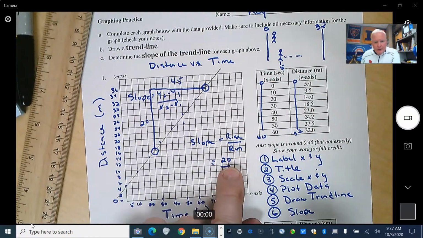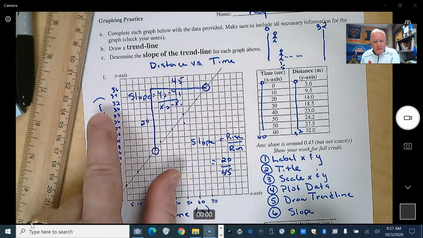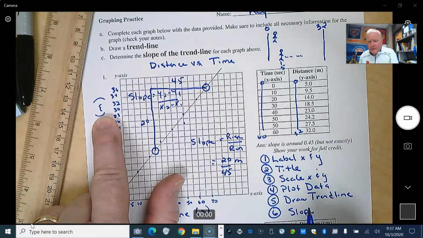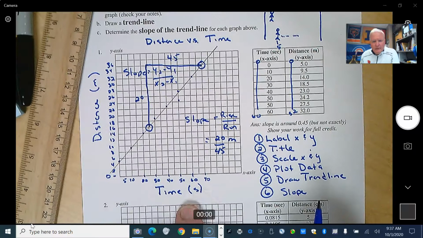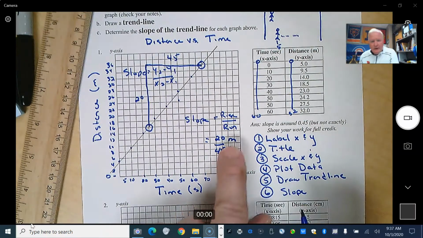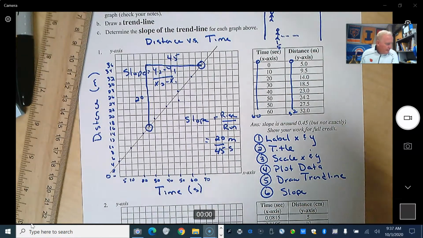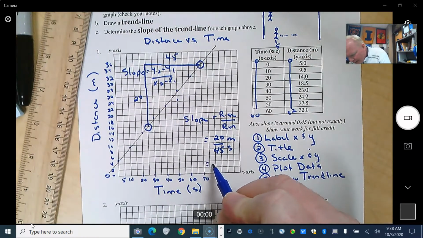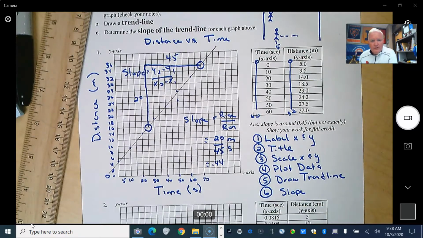But 20 what? 20 meters. And so 20 meters divided by 45 what? Well, 45 seconds. And so we get this unique answer, 20 divided by 45. And if I open up my calculator on my phone or just grab one, I think we're going to see a number about 0.45. So 20, apparently my phone has got a lot going on here. 20 divided by 45 is 0.44. 0.44. All right, 0.44 what?